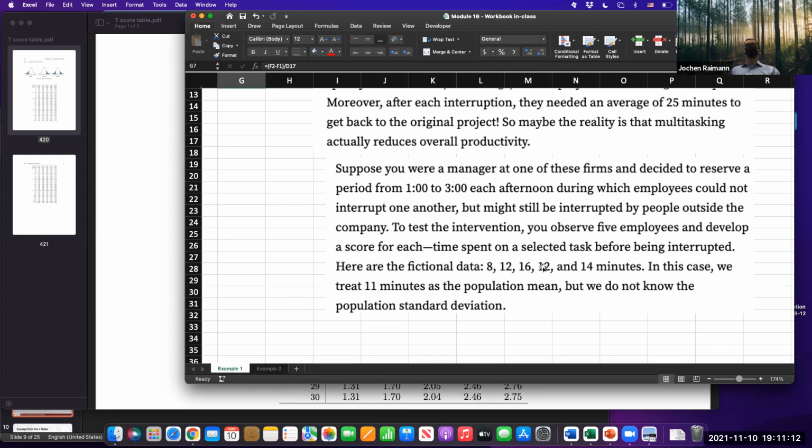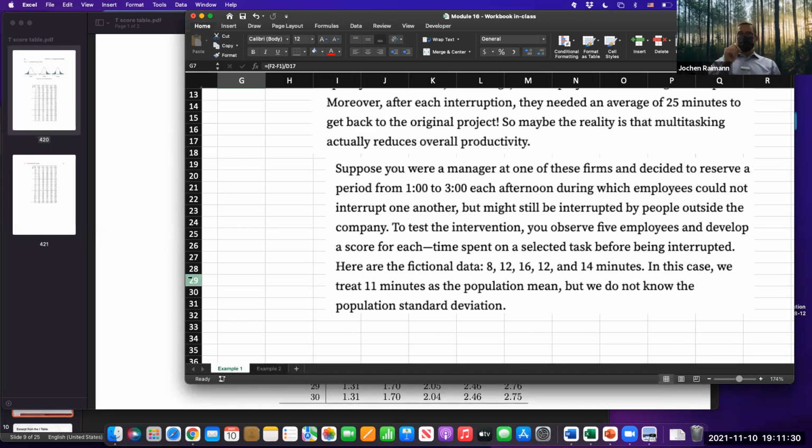Does the intervention work or not? Did the intervention make a significant difference in the sample mean or not? No? Exactly. So the intervention was not effective. Exactly. That's the conclusion.